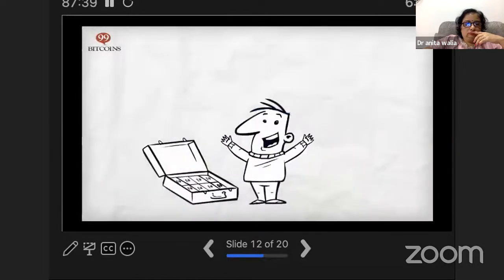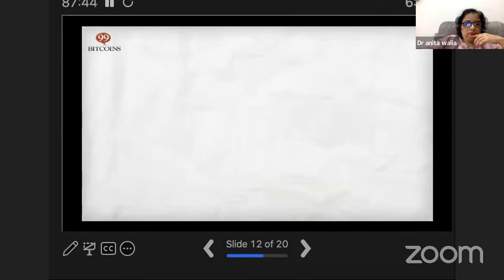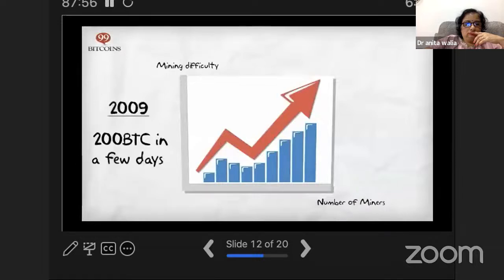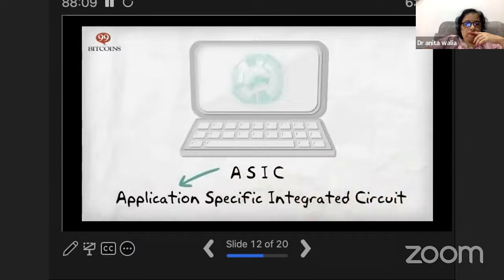Sounds profitable? Well, not so fast. Satoshi, the guy who invented Bitcoin, wanted the number of Bitcoins that were mined each time to remain constant, no matter how many miners came aboard. That's why the difficulty of mining increases as more miners join the network. In 2009, you could mine 200 Bitcoins with your personal computer at home. In 2014, it will take you about 98 years to mine just one. That's why ASIC miners were invented. Super powerful computers designed just for mining Bitcoins.